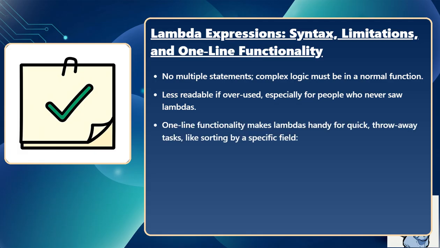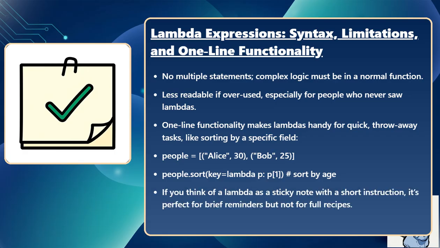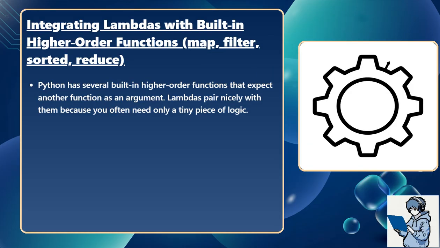One-line functionality makes lambdas handy for quick throwaway tasks, like sorting by a specific field. people = [('Alice', 30), ('Bob', 25)]. people.sort(key=lambda p: p[1]), sort by age. If you think of a lambda as a sticky note with a short instruction, it's perfect for brief reminders but not for full recipes.